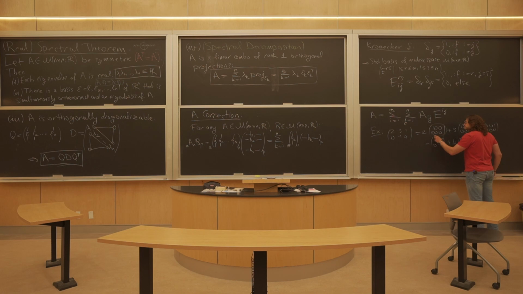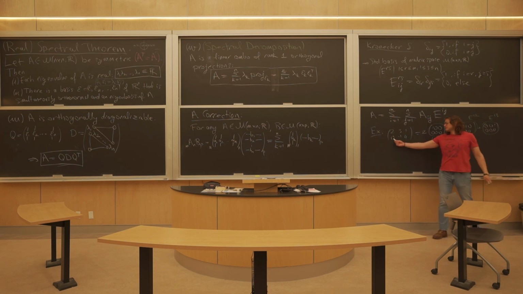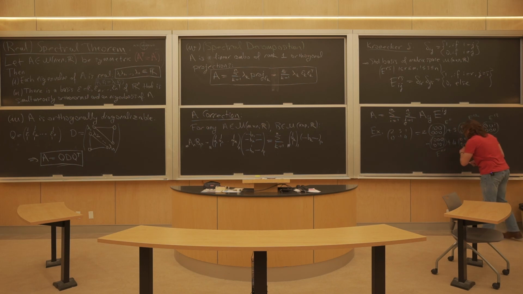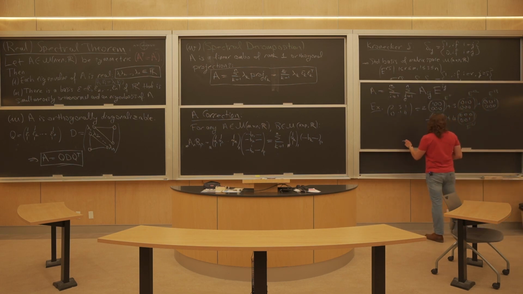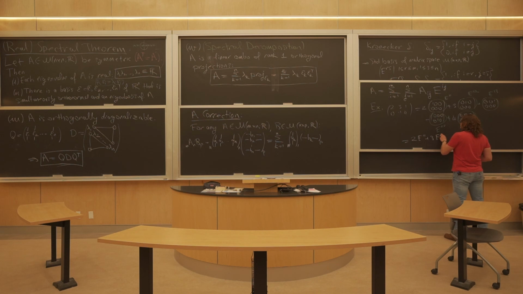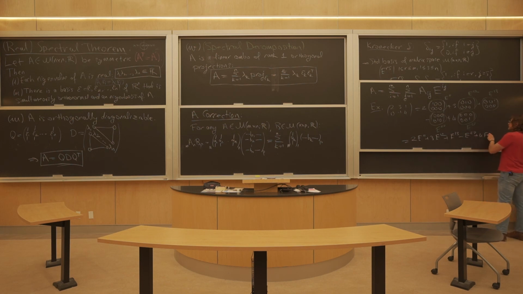So this is E11. This is E12. This is E13. I skip E21. That would correspond to this entry. This is E22. And this is E23. So really, this matrix can be written as 2 times E11 plus 3 times E12 plus 1 times E13 minus E22 plus 4 E23.